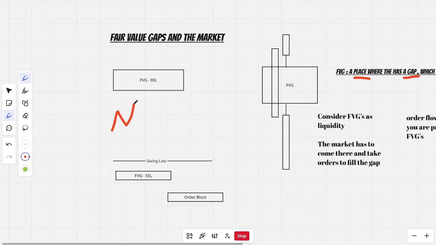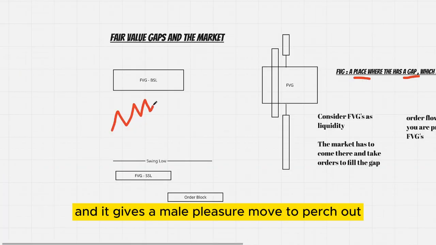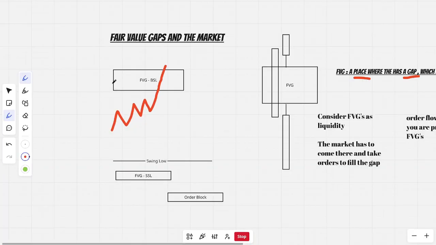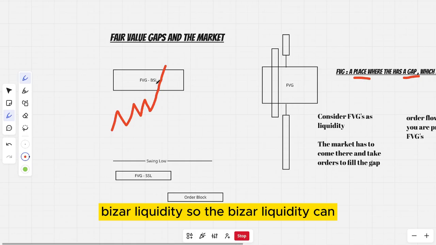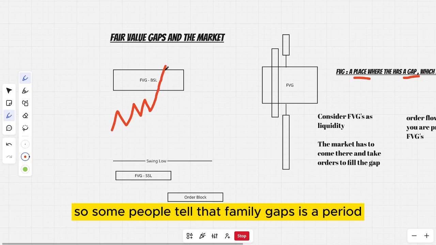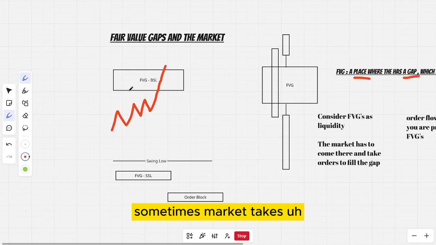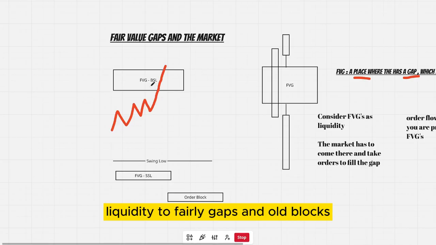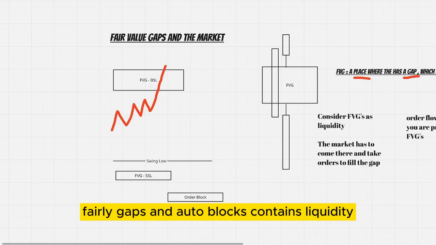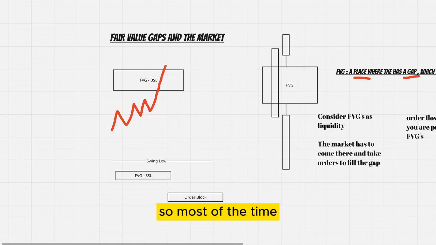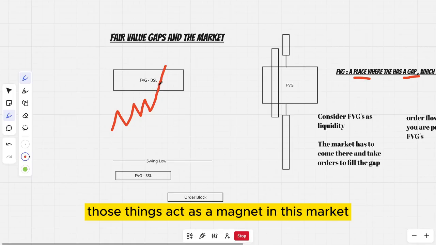Basically, think that the market moves something like this, and it makes a manipulation move to purge out buy side liquidity. The buy side liquidity may also be contained in fair value gaps. Some people say that fair value gaps are a period, and that is true, guys. The reason I call this buy side liquidity is that sometimes the market takes liquidity inside fair value gaps. That's what we call internal range liquidity, in fair value gaps and order blocks. Keep that in your mind, guys, fair value gaps and order blocks contain liquidity. Most of the time those things act as a magnet in this market.